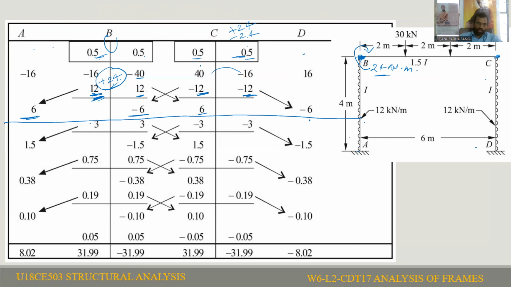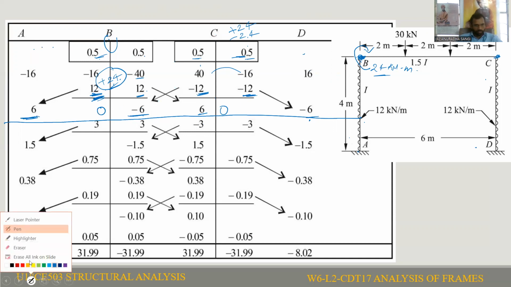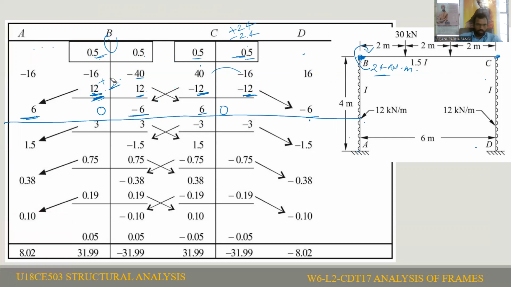Now if you observe the moments: for the BA member it is 0, for the BC member it is minus 6, for the CB member it is plus 6, for the CD member it is 0, and for the DC member it is plus 6. So again we have to check the joint equilibrium equation in step 2, cycle 2.